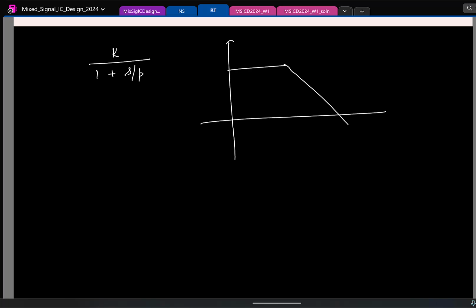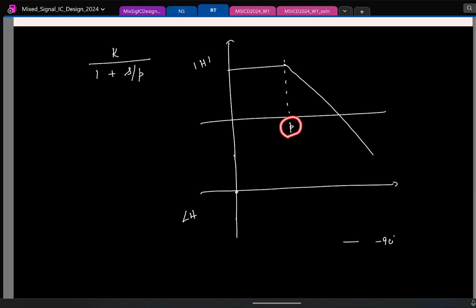So magnitude is going to look like this. This is the magnitude of h, let us say. If I plot the phase of h, it is going to start from 0, reach minus 90. At the pole location, what will be the phase? Minus 45. Okay. So roughly I am drawing. This is minus 45.